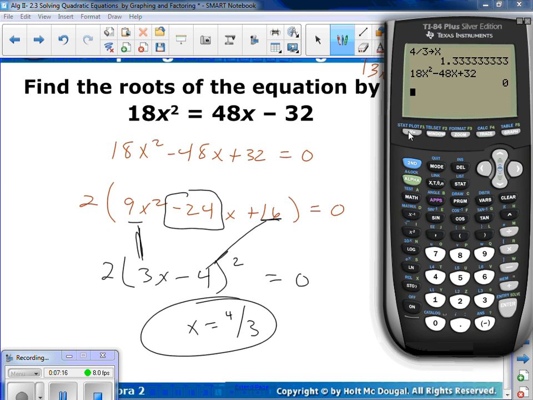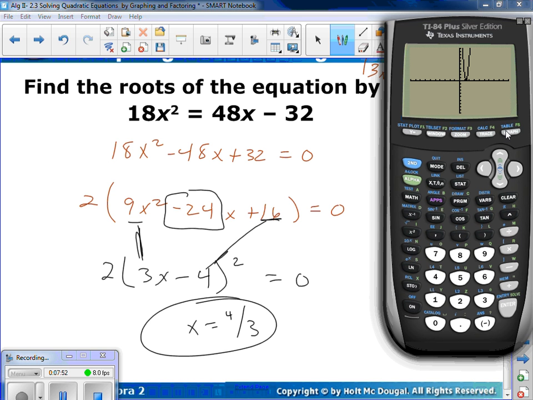Another thing I could do is type it into the y equals. 4 divided by 3. I don't need those. I only care about where there's x's inside the parentheses. 18x squared minus 48x plus 32. When I graph, I just want the 0. I want to find out when is my x 0.